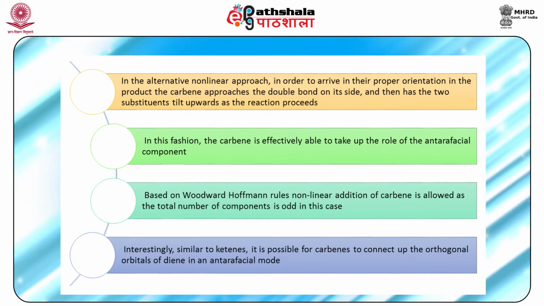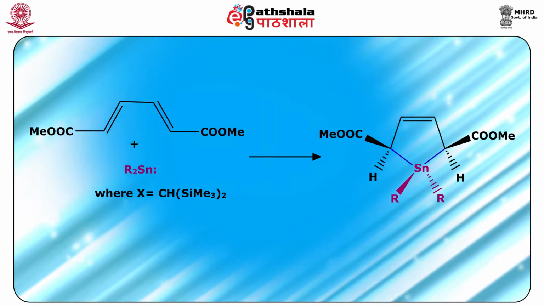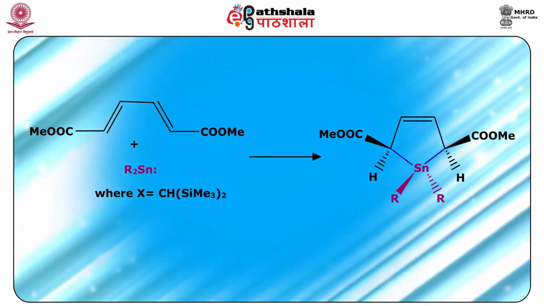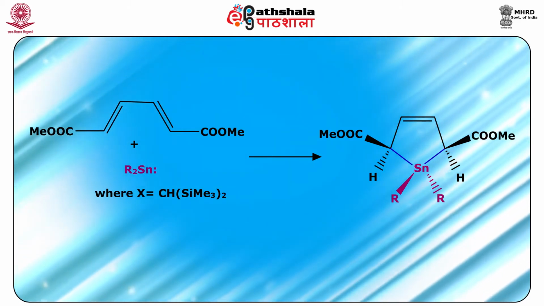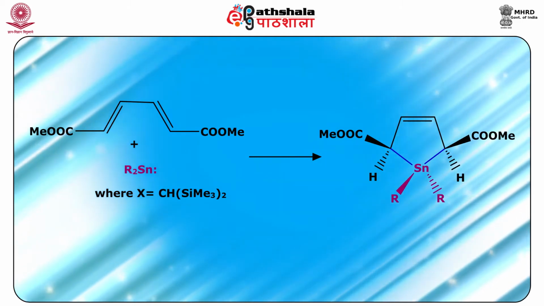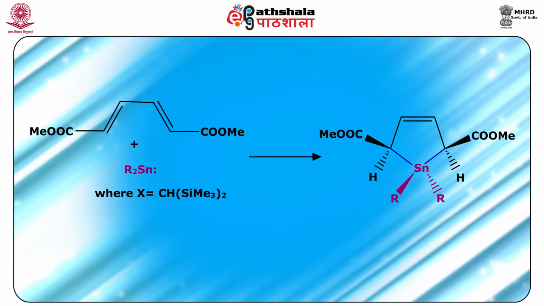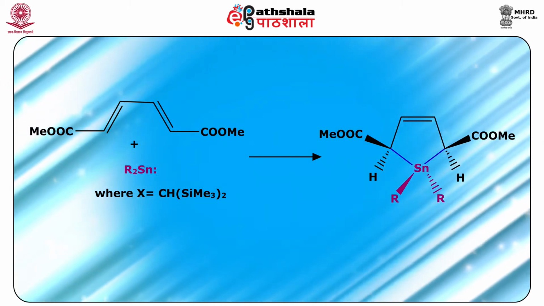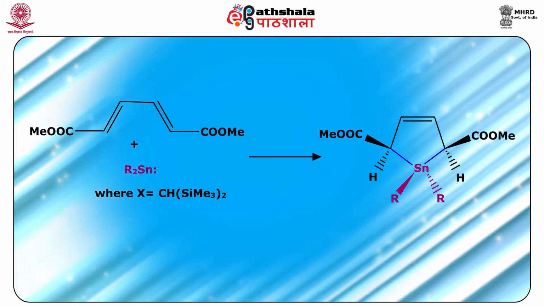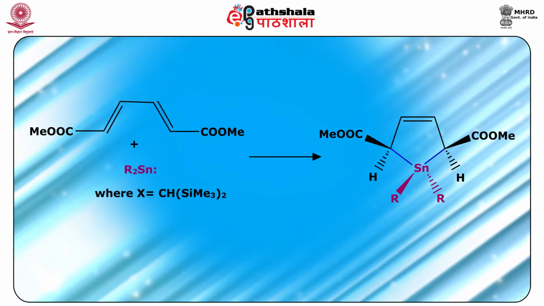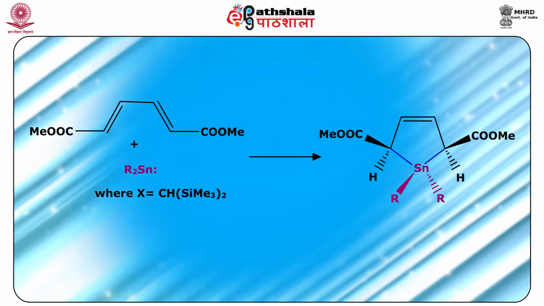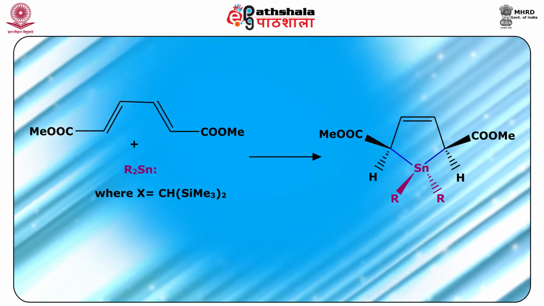antarafacial mode. Heavy carbene analogues, stannylenes, are singlet species that react with dienes via a concerted thermal 4+1 cycloaddition, which is a cheletropic reaction of the linear type allowed by the Woodward-Hoffmann rules to give cyclic products. This reaction was reported to be possible only for most electron deficient dienes to give the cyclic product.